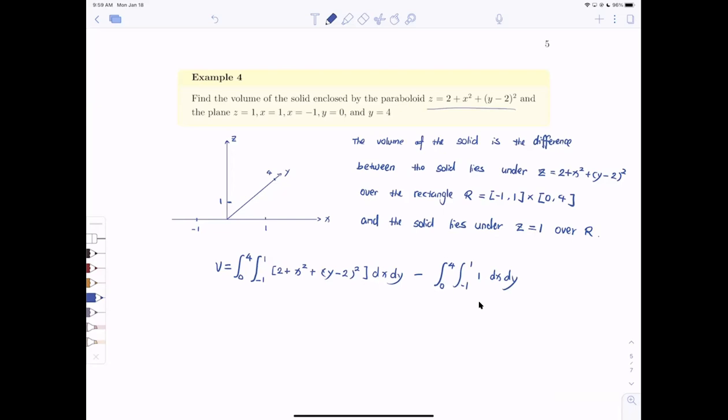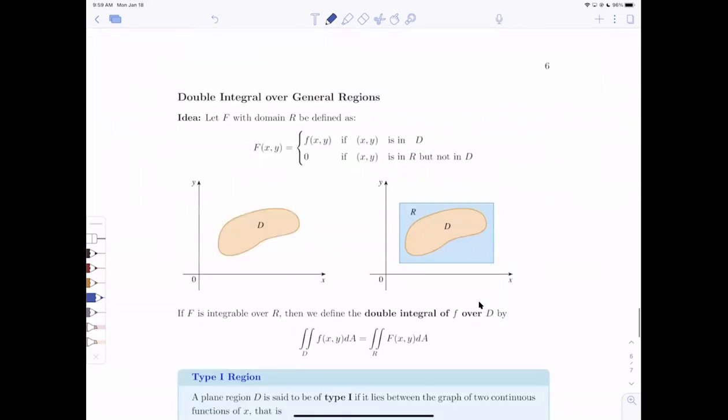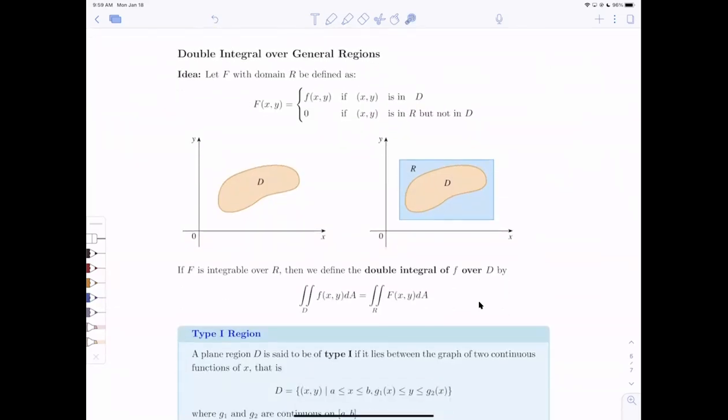I'm gonna go slightly over time. Just talk about a little bit of double integral over general region, which you guys probably know already. So in this case, we have a general region instead of a rectangle. We have a general region like this. So the function you're gonna use is big capital F of x y, which is a piecewise function where it equals f of x y if it's in D, and it's 0 if it's not in D but in R.